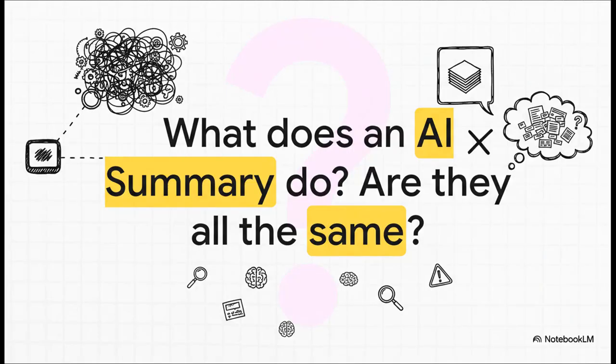You know that little AI summary button you see? You've probably clicked it a million times. An answer just appears. It feels so simple. But what's actually happening behind the scenes when you click that? And is the summary you get from one tool going to be the same as another? Well, the short answer to that is a hard no.